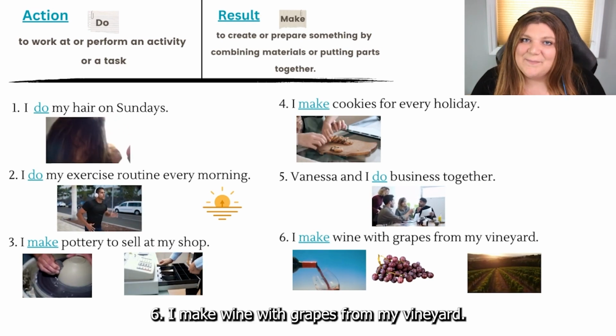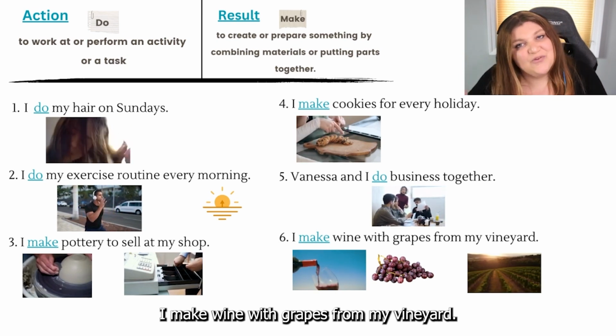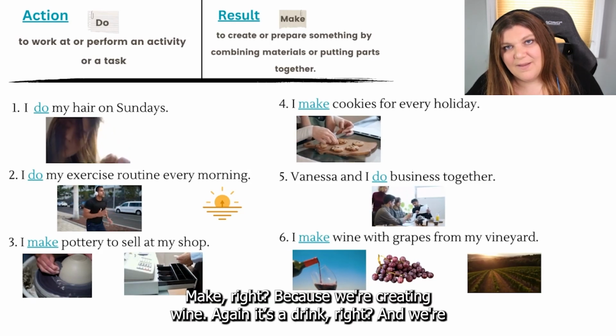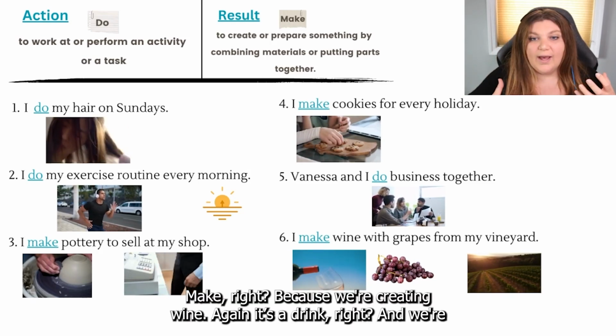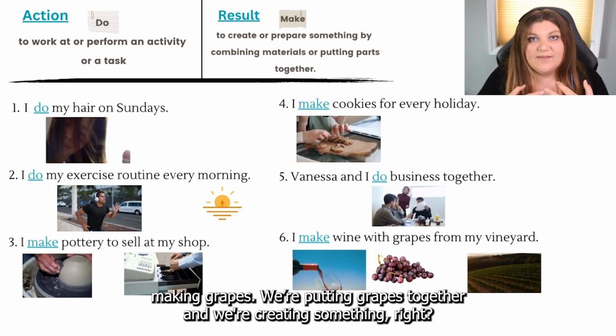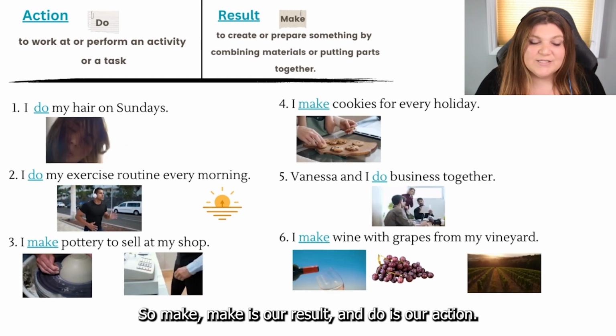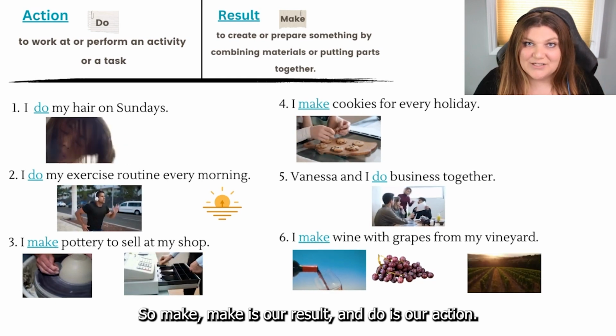Number 6: I make wine with grapes from my vineyard. Make, right? Because we're creating wine, again, a drink, right? And we're putting grapes together and we're creating something, right? So make. Make is our result and do is our action.